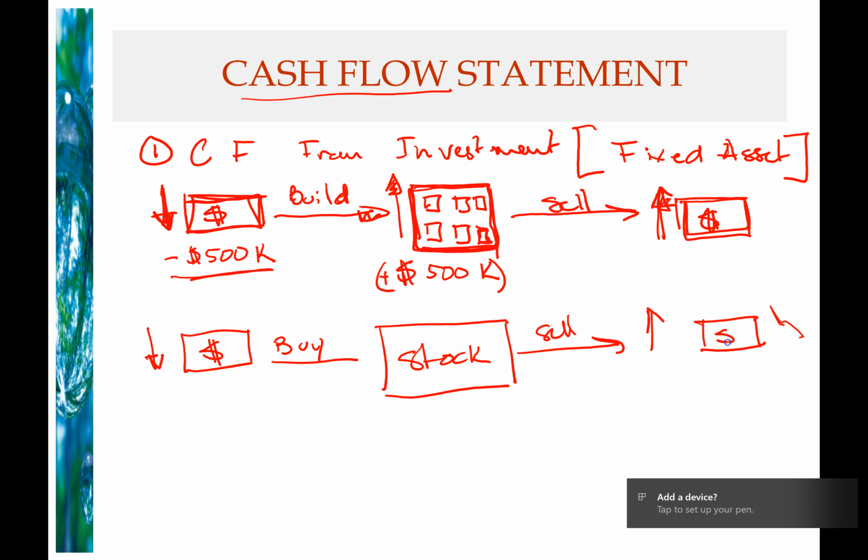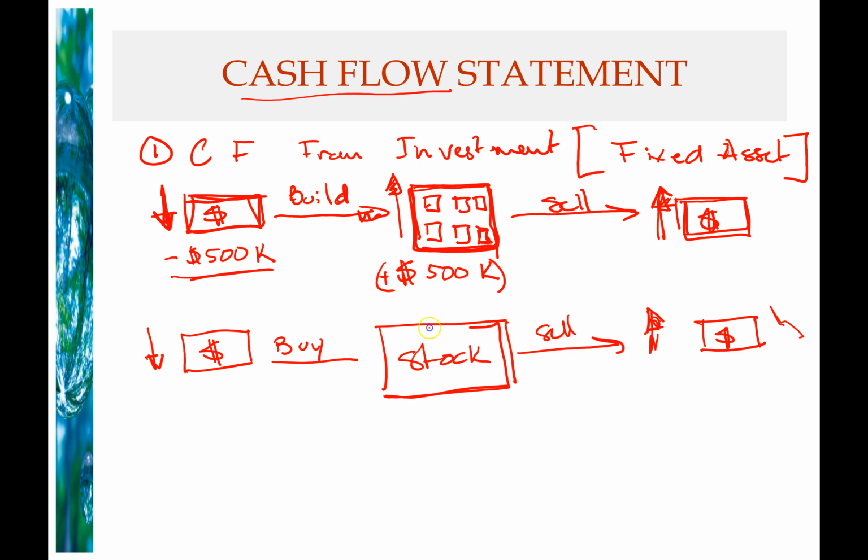As simple as that. So remember, the cash flow statement shows you the movement of the cash within the life cycle of your company. If you decide to purchase stocks in Apple, this is the code for Apple. When you purchase the stocks, your cash will go down by the amount of money you spent on these stocks. When you sell the stocks, your cash will go up by the same amount of money that you were able to sell the stocks for. Okay, simple as that. Cash flow from investment, mostly it is in fixed asset.